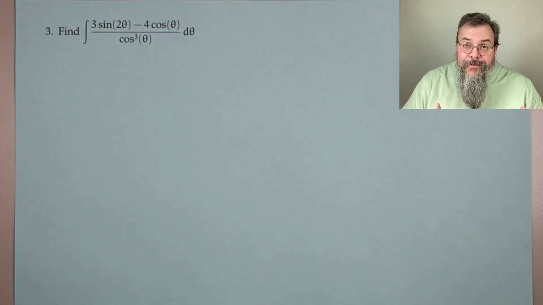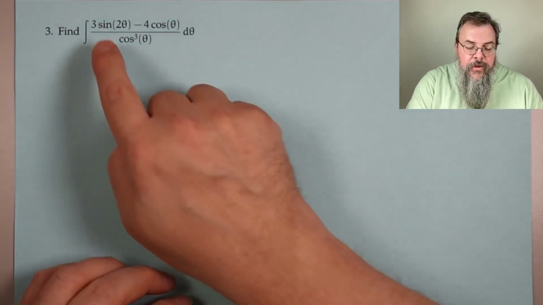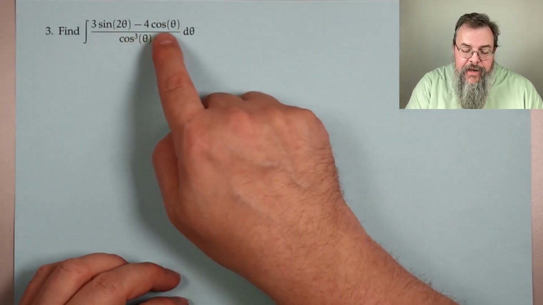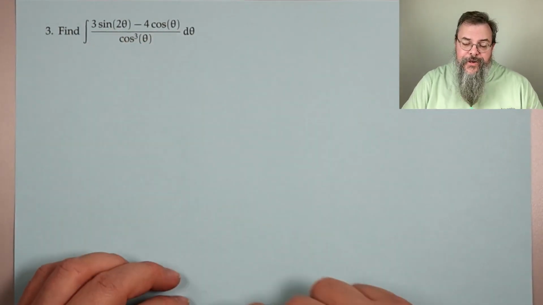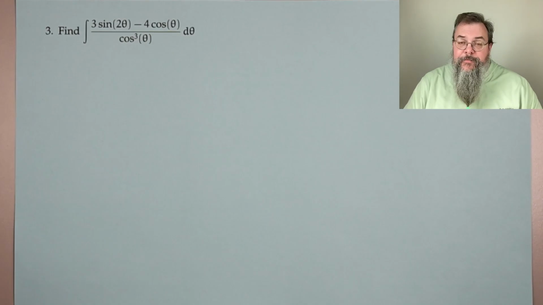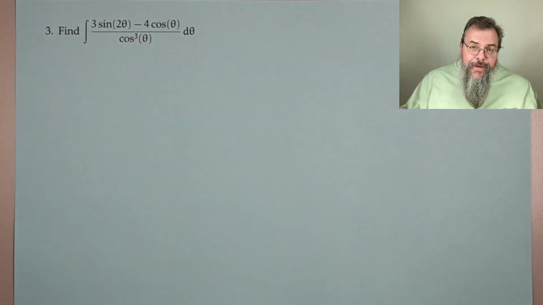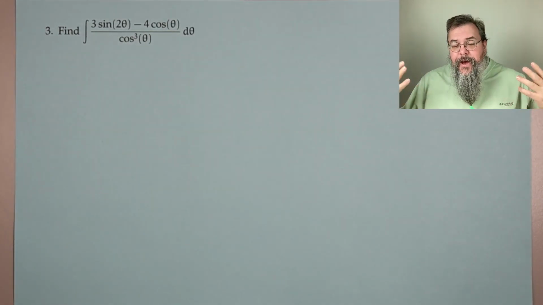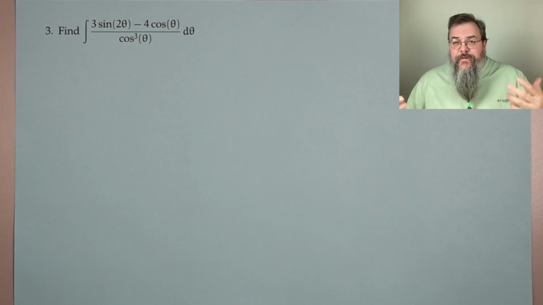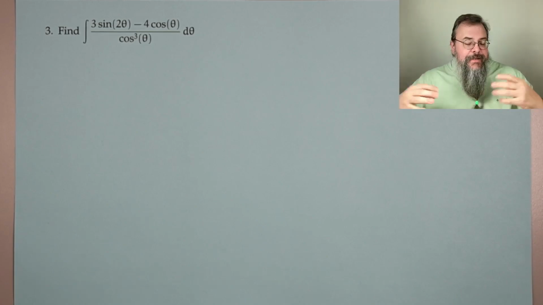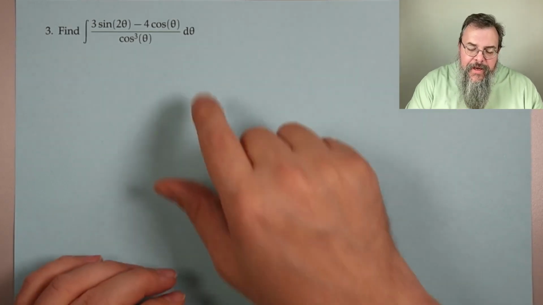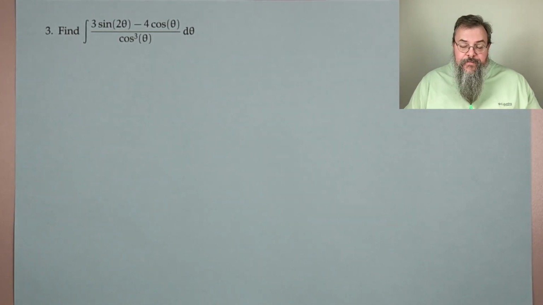Find the integral, or antiderivative, of 3 sine 2 theta minus 4 cosine theta over cosine cubed theta d theta. Now, a comment we should make. We have seen integrals with x, we've seen integrals with t, we've seen integrals with theta. Same ideas. So that we have thetas, no problem.